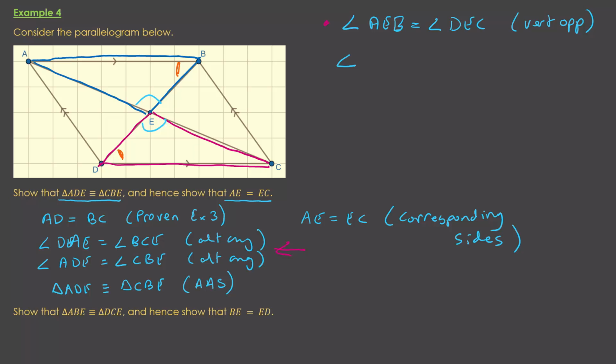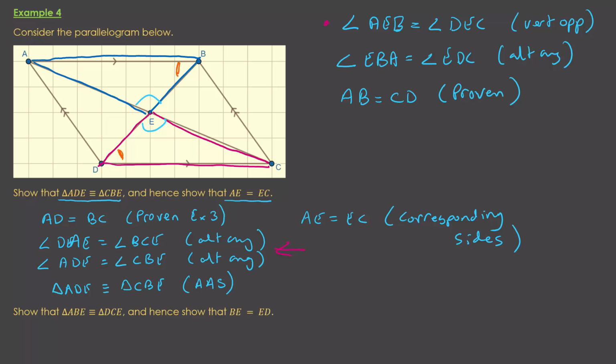So we'll say that EBA is the same as angle EDC. And that's alternate angles. We can see it's on a Z shape with the parallel lines. And we can also say that AB is equal to CD, and that was proven in the previous example.